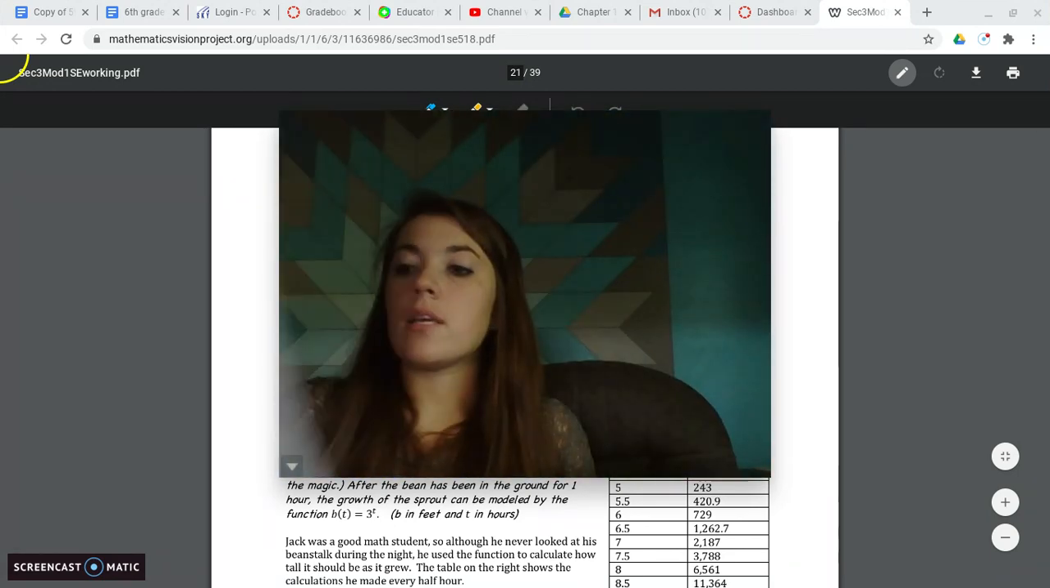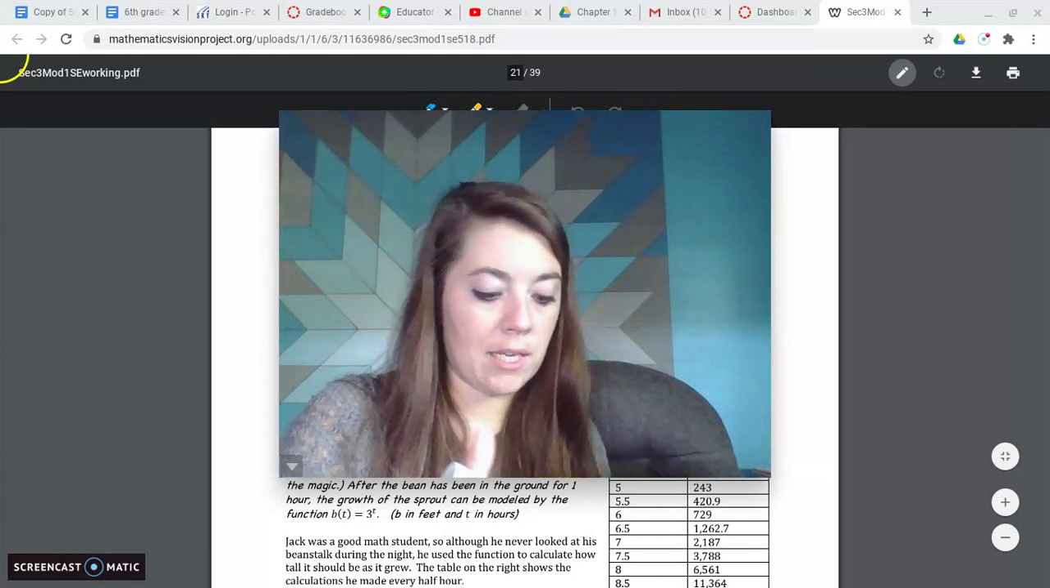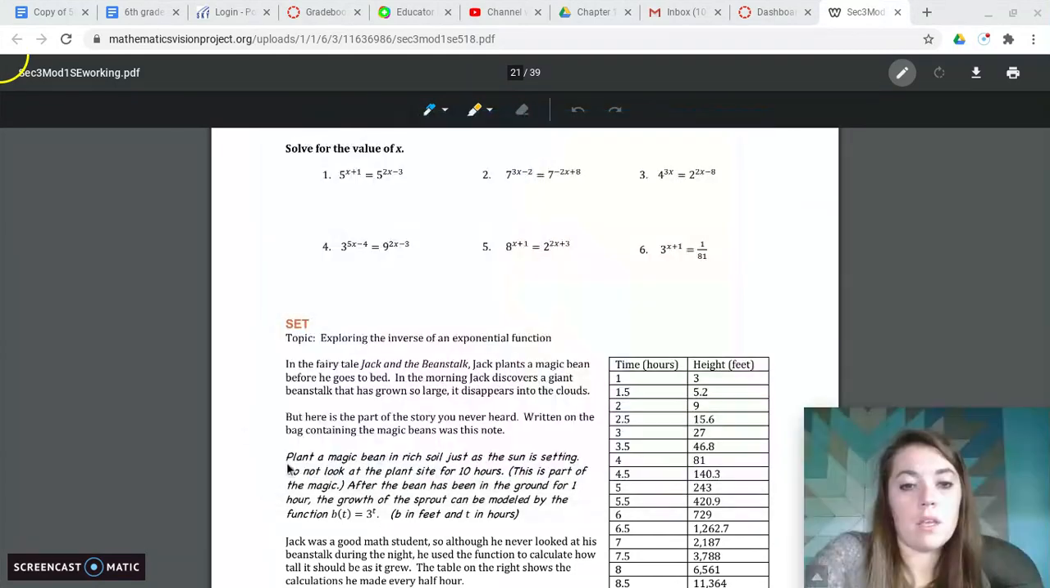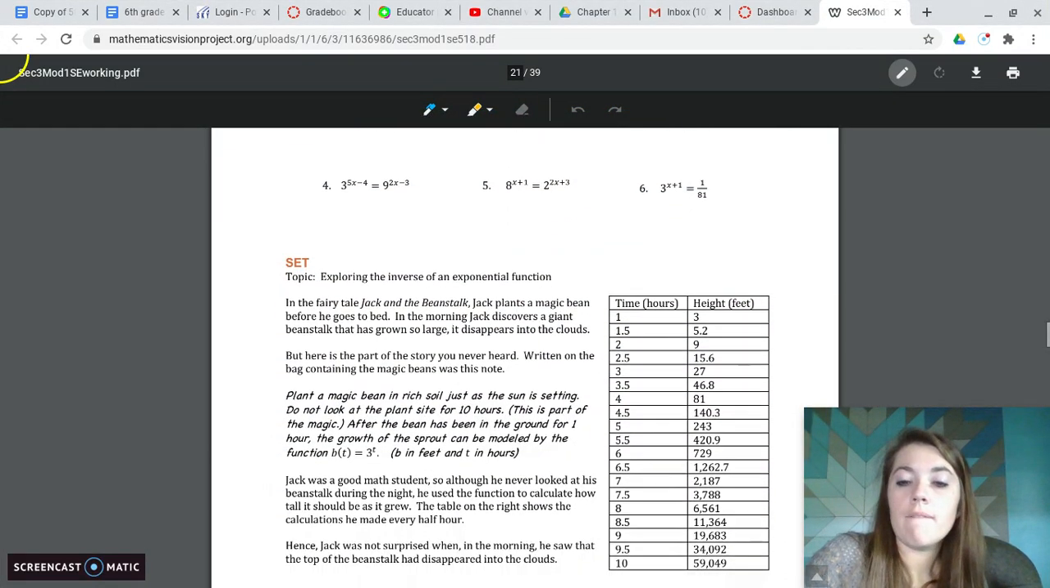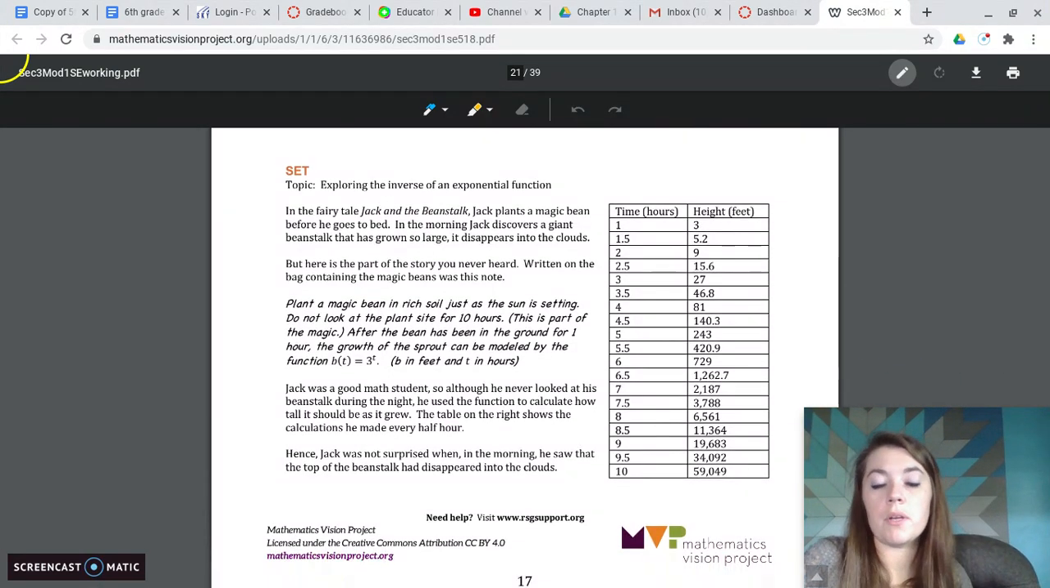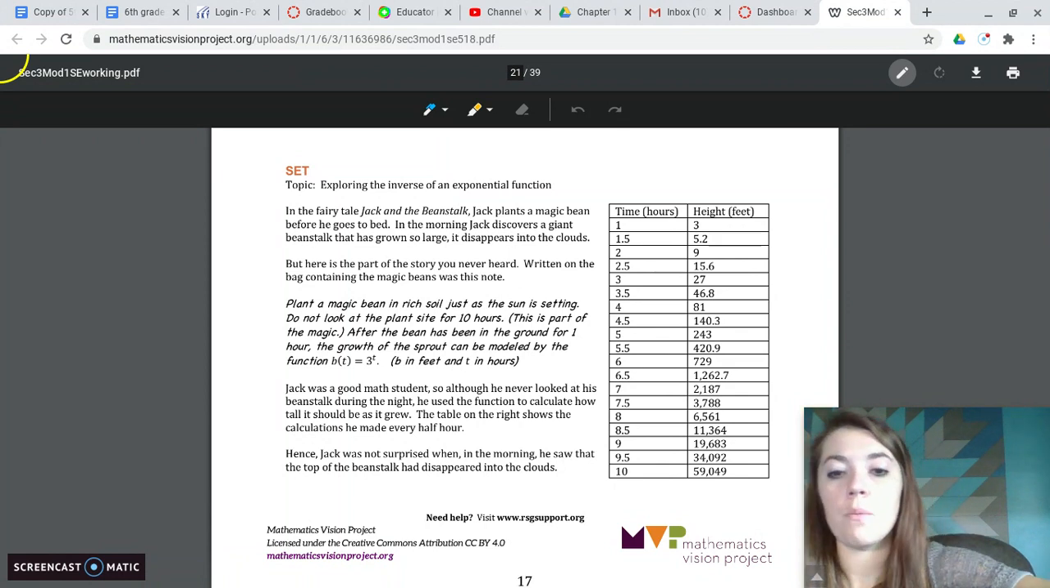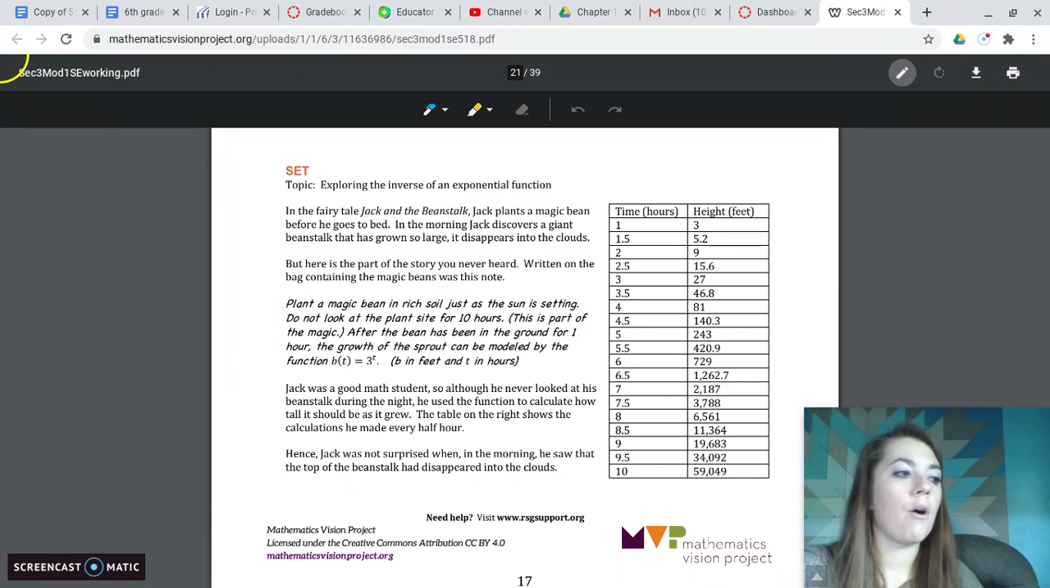All right, the next thing we're going to look at is the set. So we've got a very long word problem here, so I'm going to read through it. So it's a bit of a story, and then the next few questions will all be about what is explained here. So in the fairy tale, Jack and the Beanstalk, Jack plants a magic bean before he goes to bed. In the morning, Jack discovers a giant beanstalk that has grown so large it disappears into the clouds. But here's the part of the story you've never heard.